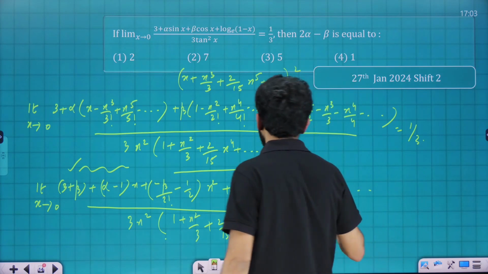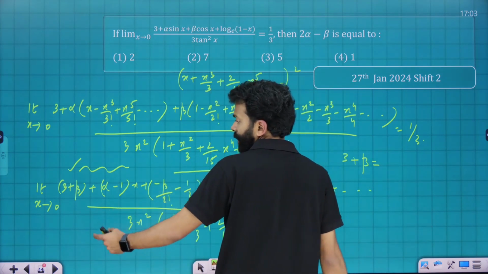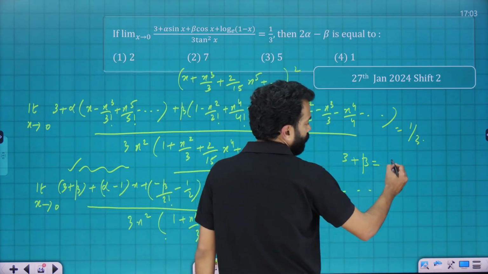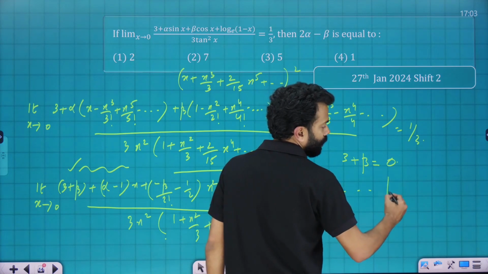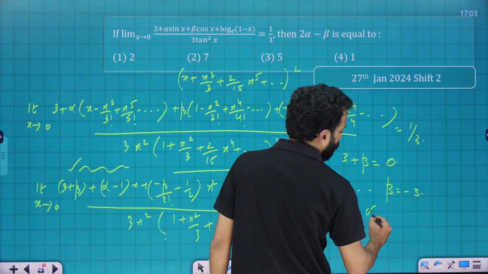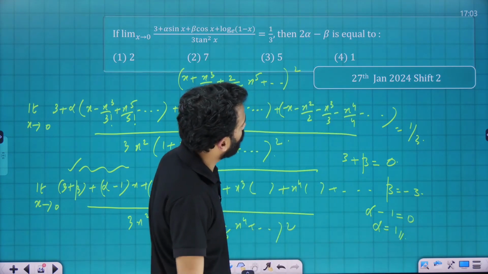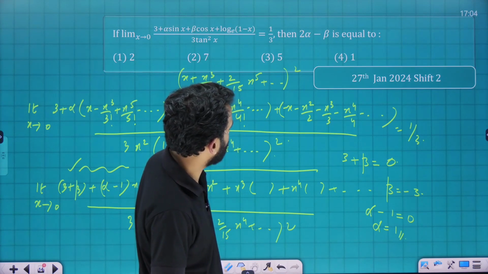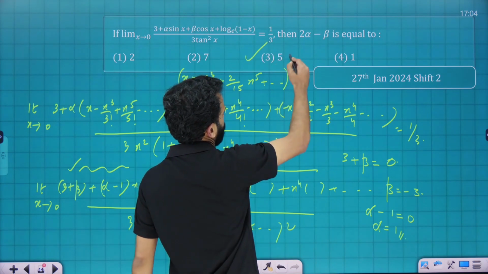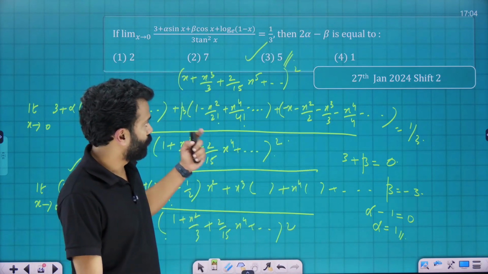Therefore, if you equate it, it will be 3 plus beta. Those terms should vanish. That is, this and this should be equal to 0. And if you equate to 0, it will be like 3 plus beta is equal to 0. Therefore, beta is equal to what? Minus 3. And alpha minus 1 is equal to 0. Therefore, alpha is equal to 1. Therefore, alpha is equal to 1 and beta is equal to minus 3. Therefore, 2 minus minus 3, that is 5. 5 is the answer for this one. So, that's all for that question.